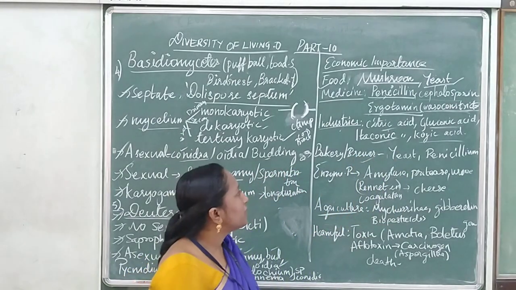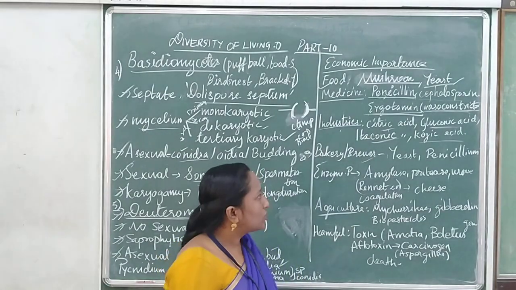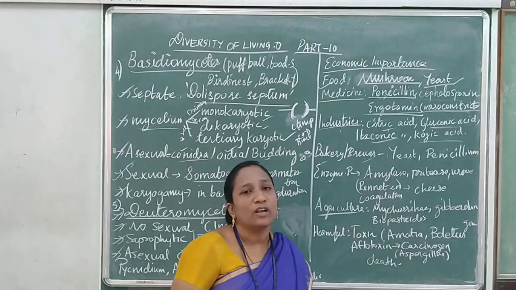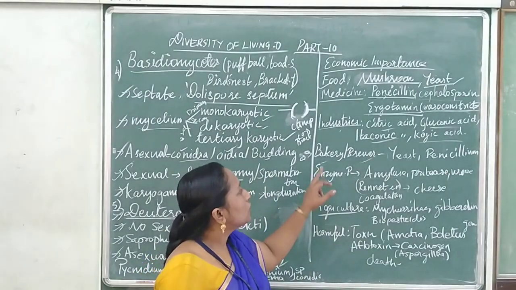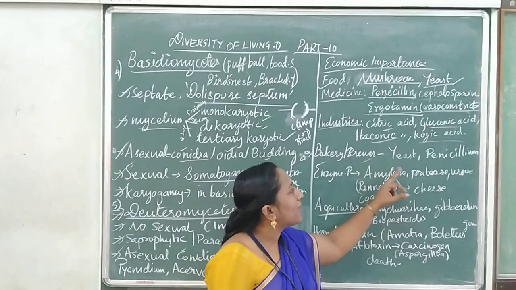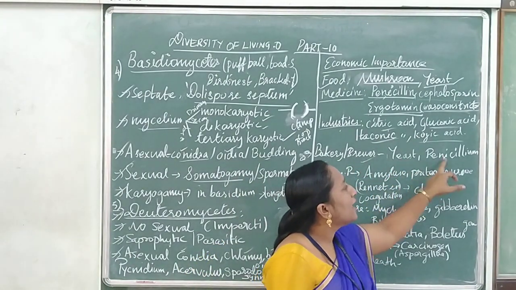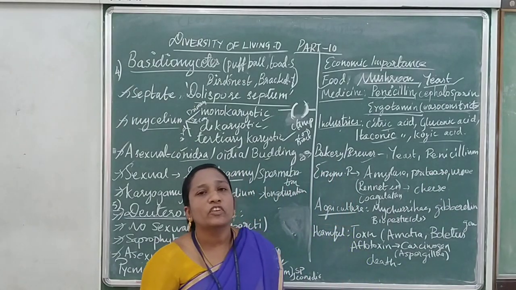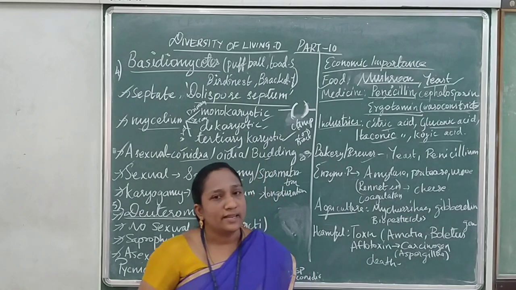So bakery, you know what is bakery? For preparing cake, bread, that is edible items. And brewery means preparing alcohol and beer. So a lot of those procedures. Under the bakery and brewery, mostly Saccharomyces cerevisiae, that is a yeast variety, and Penicillium. So these are some of the specific types used in the bakery and brewery industries.